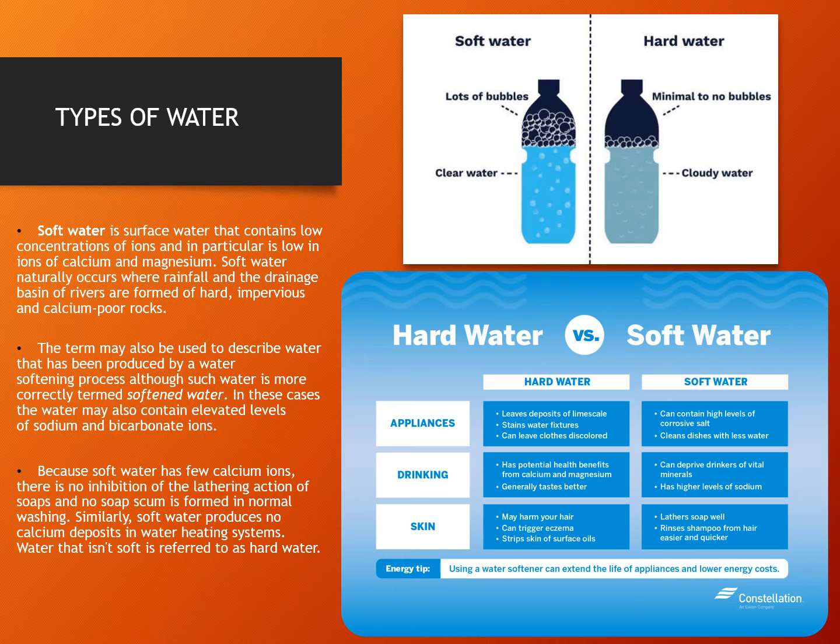The next one is called soft water. If you'll notice on the picture above, the soft water produces lots of bubbles. Hard water does not produce so many bubbles. Soft water can be termed as having been treated by a purification system already.